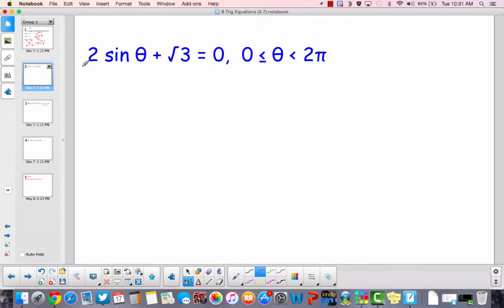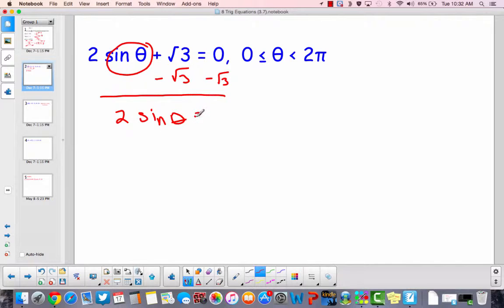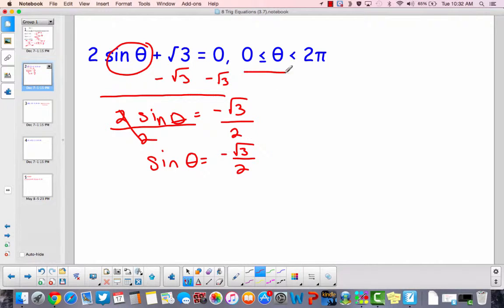And we have this equation, 2 sine theta plus the square root of 3 equals 0. So we want to get sine of theta by itself. So the first thing I'm going to do is subtract the square root of 3. And I get 2 sine theta equals negative square root of 3. Then I'm going to divide both sides by 2. So I get the sine of theta equals negative square root of 3 over 2. And theta has to be between 0 and 2 pi.